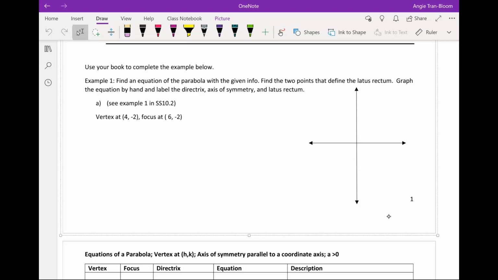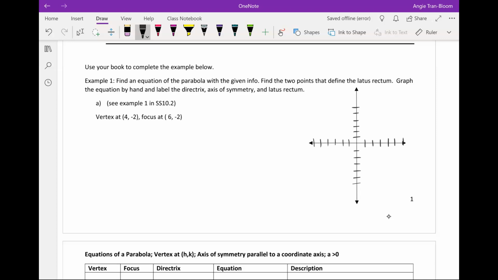Okay. First, plot your vertex. Your vertex is at 4. I need to make some tick marks. 1, 2, 3, 4, 5, 6.